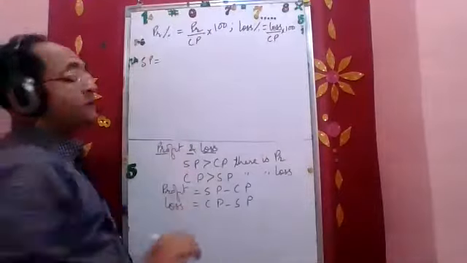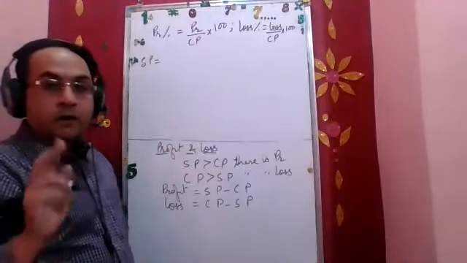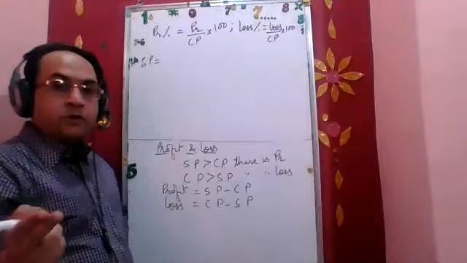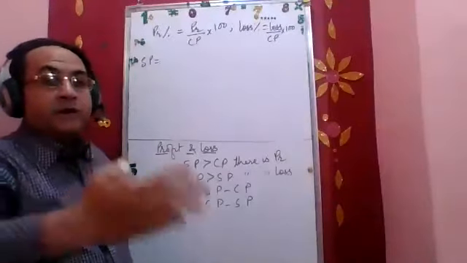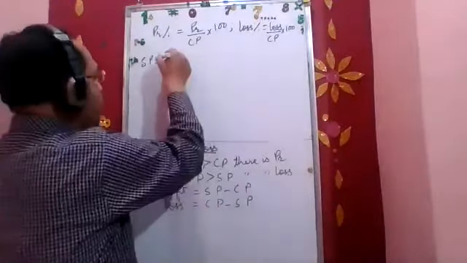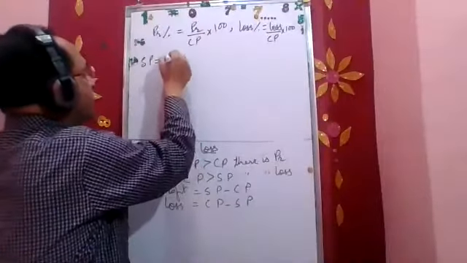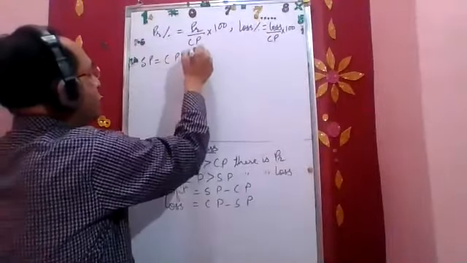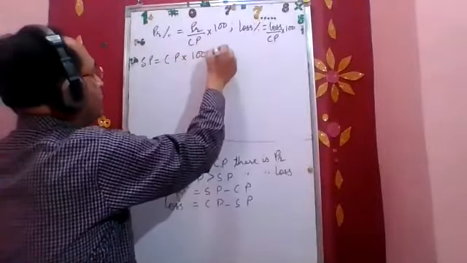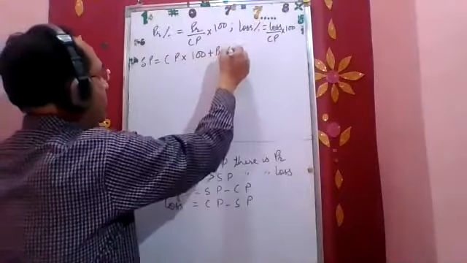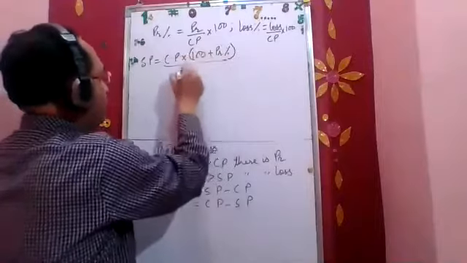Now the selling price and cost price formulae. Again, if you observe, you will not feel that there are more formulae. You will feel that there's a similarity. Now see, selling price is equal to cost price into 100 plus profit percent whole upon 100.